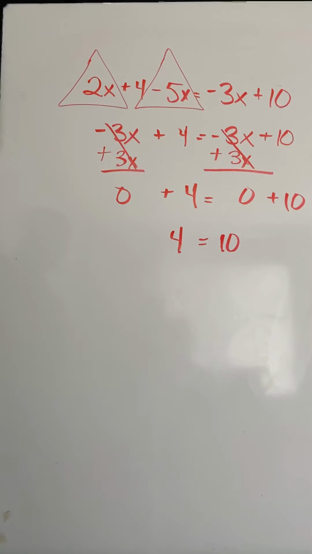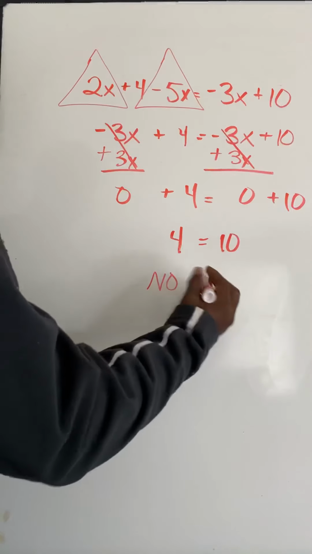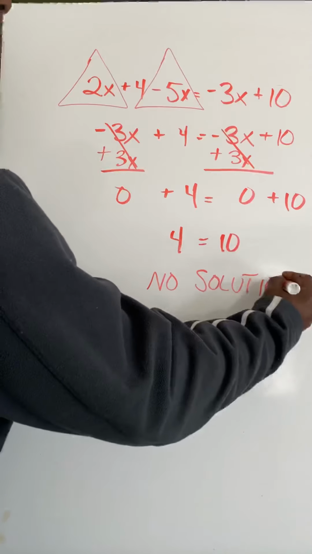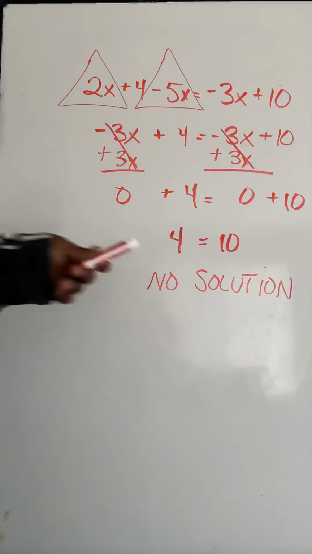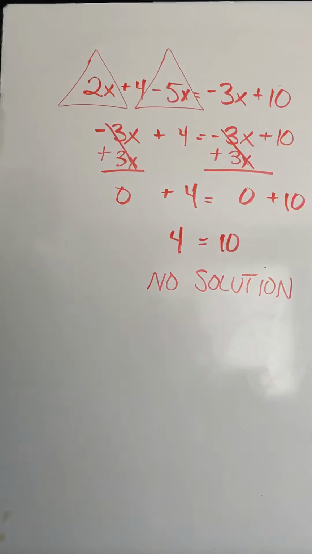Guess what? This is when we have no solution. Okay? This is when we have no solution. When this happens and we work it all out, and what's on this side of the equal sign does not equal that side of the equal sign, there's no solution to that multi-step equation.